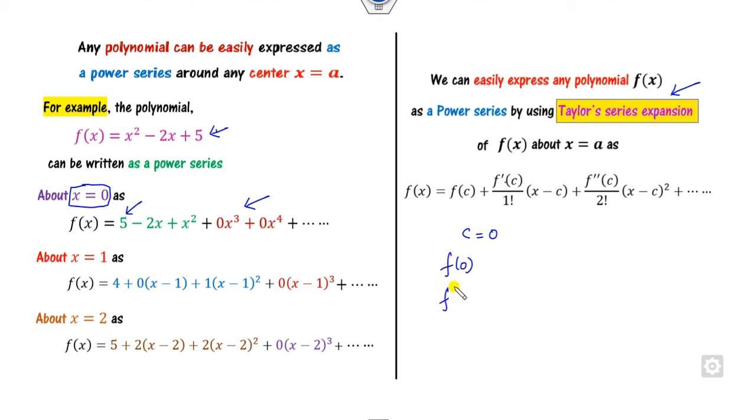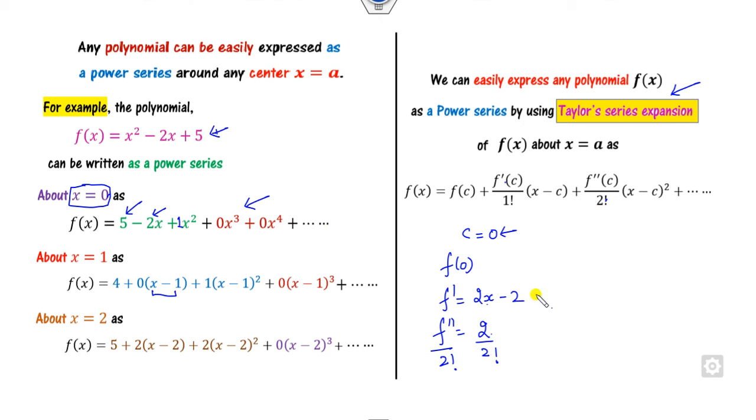Next is the first derivative. What is the first derivative of this function? It is 2x minus 2, and at the point c equals 0, it will be minus 2. What is the second derivative? It is 2. At the point c equals 0, it is 2 divided by 2 factorial. What is that? 2 upon 2 factorial is nothing but 1. So you can say 1, and all others are 0.